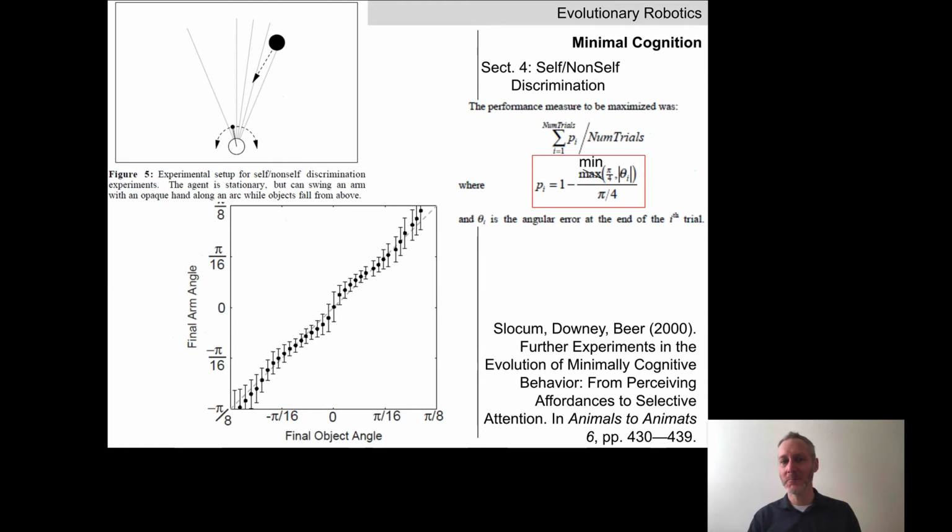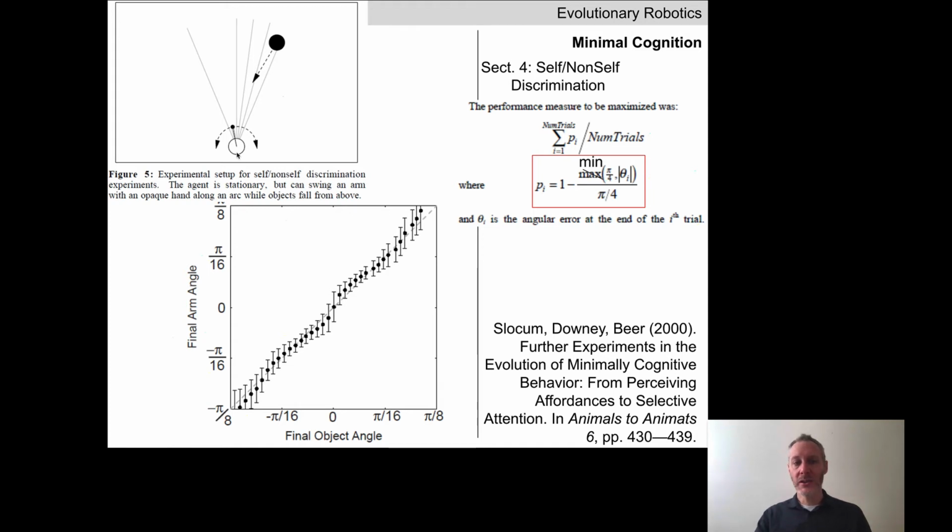Which robot was it? Anybody remember? We've talked about a robot that was able to learn how to discriminate between self and non-self. Cog, exactly, right? Or BabyBot. Actually, both Cog and BabyBot could do it. Okay, here's a minimal version of this experiment.